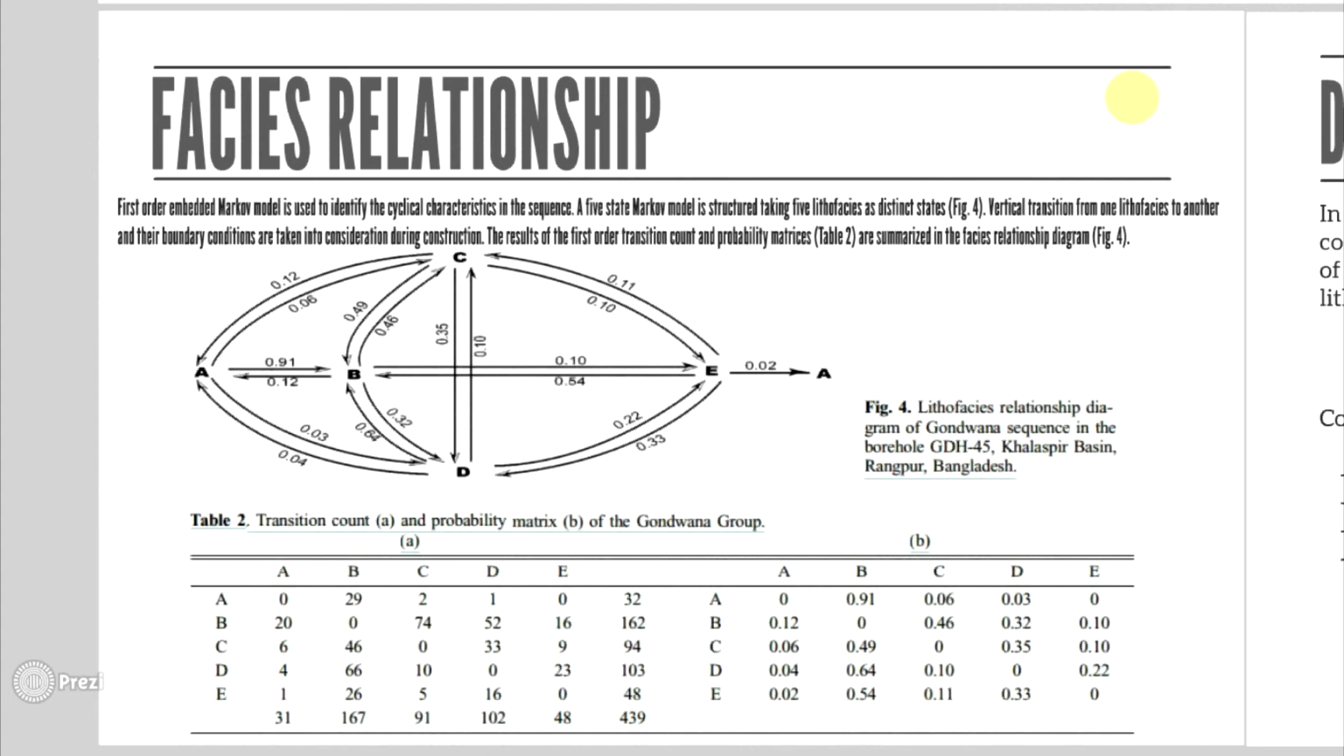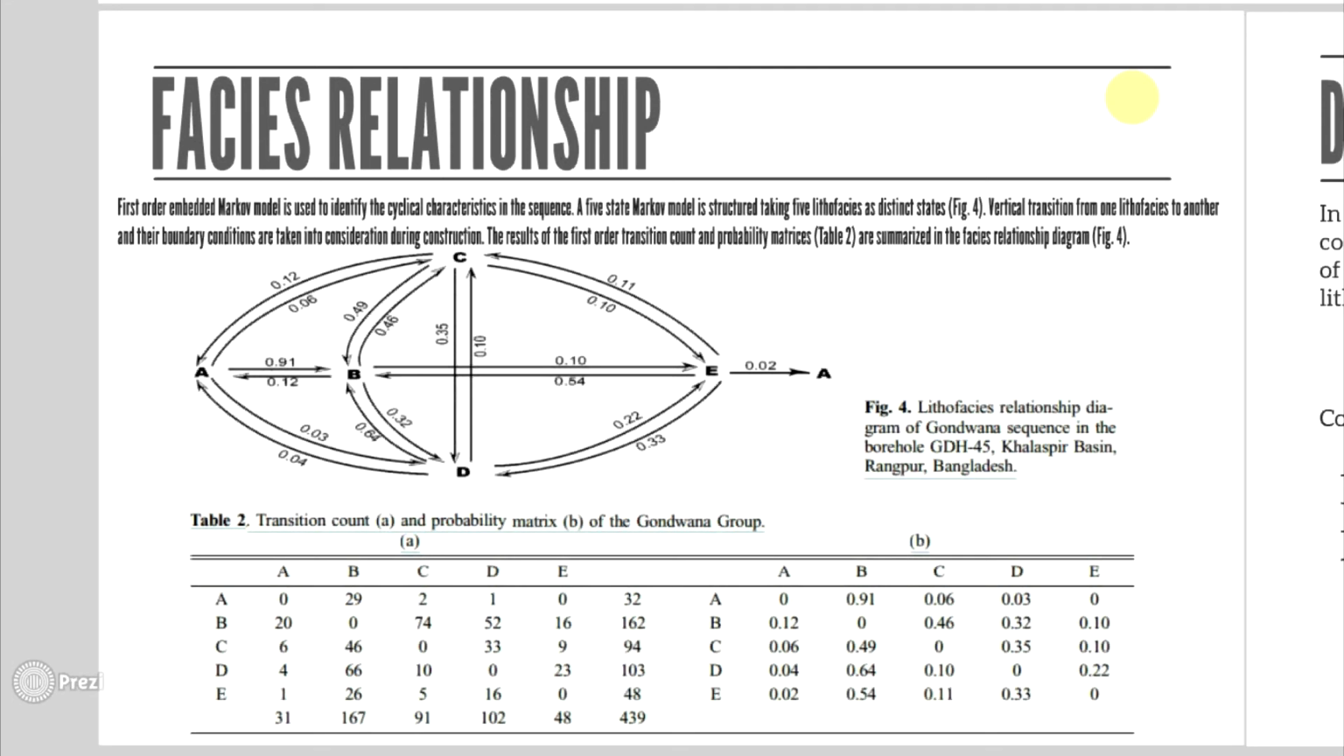Facies relationship. A first-order embedded Markov model is used to identify the cyclical characteristics in the sequence. A 5-state Markov model is structured, taking 5 lithofacies as distinct states. Vertical transition from one lithofacies to another and the boundary conditions are taken into consideration during construction. The results of the first-order transition count and probability matrices are summarized in the facies relationship diagram.